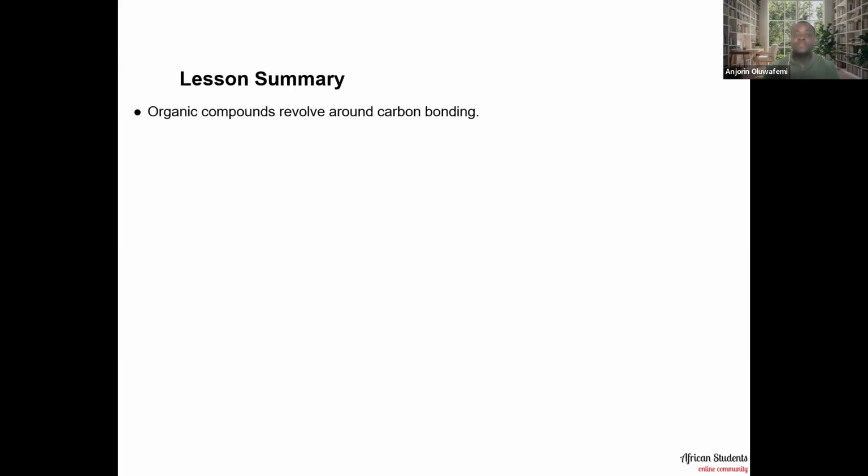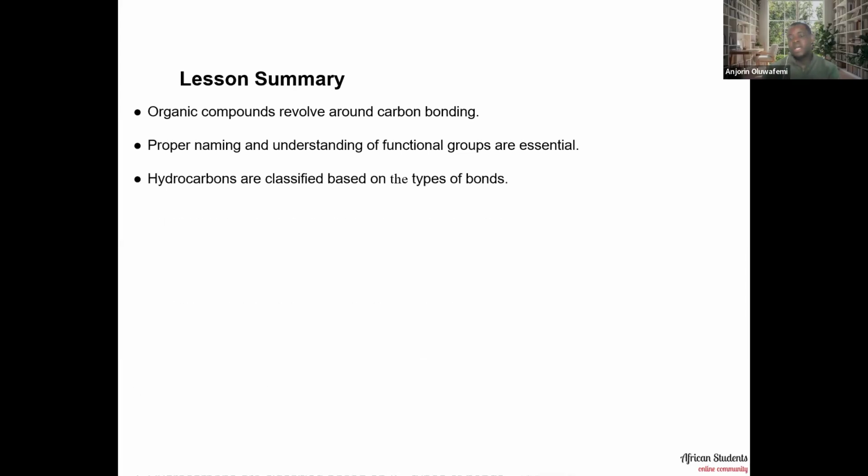So organic compound revolves around carbon bonding. We have talked about it. It's the chemistry of carbon that gives us the ability, and it's just because carbon can go through what we call catenation, whereby it can bond to each other end to end to form long chains. Proper naming and understanding of functional groups are very, very essential. We talked about it and the rules that are involved for naming compounds.